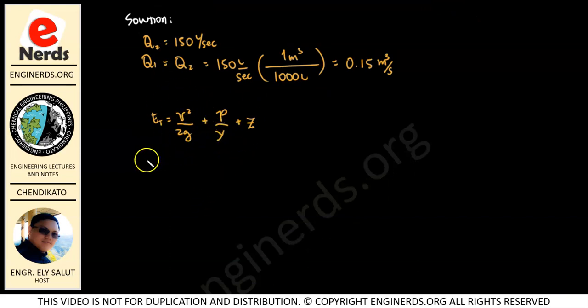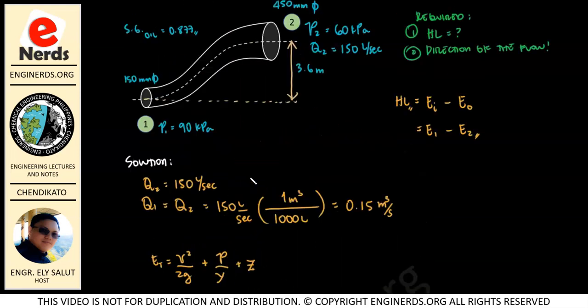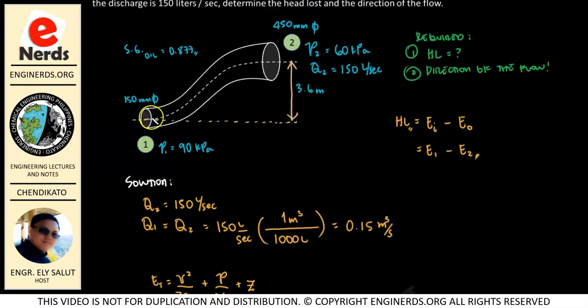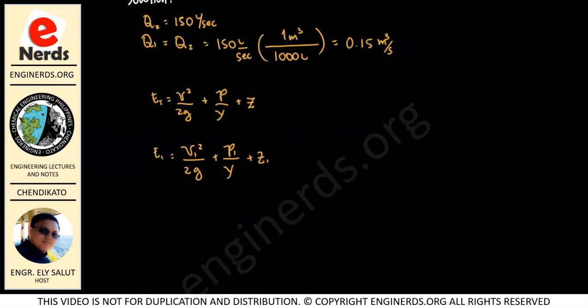So we need to get E1 first. Therefore, we need to get velocity 1 squared over 2g plus pressure 1 over our specific weight plus z1. At point 1, our z is equal to 0. This will serve as our datum here. So our z is equal to 0.